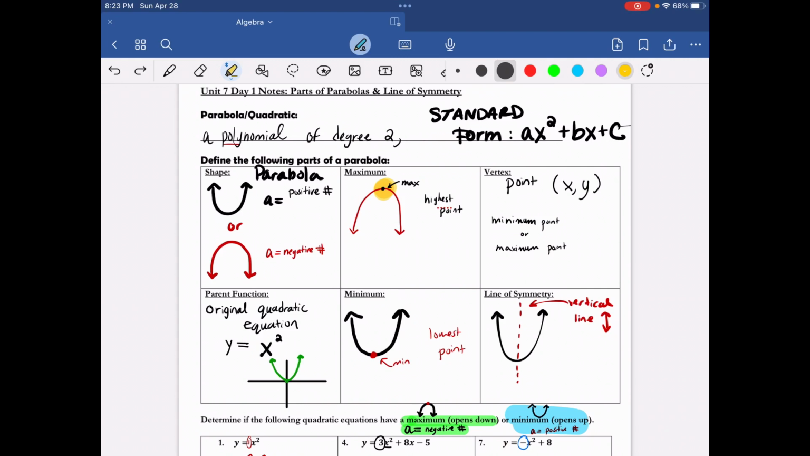Line of symmetry. Symmetry is when you cut something and it's the same on both sides. So line of symmetry is a vertical line. And if you have a U, it's going to cut it right in half.